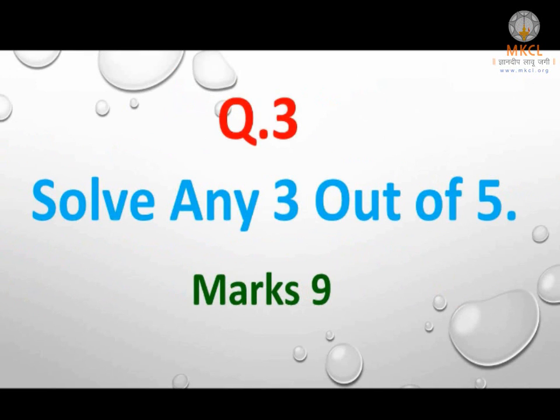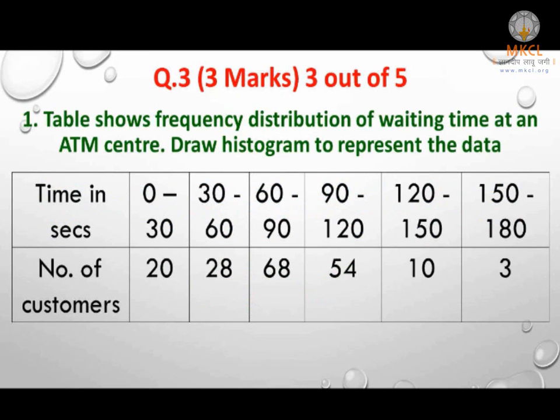We'll go to question number 3. You have to solve any 3 out of 5. Each sub-question carries 3 marks, and therefore total marks are 9. Here you will be dealing with questions in statistics. Let's take one such question. The table shows frequency distribution of waiting time at an ATM center. We have to draw a histogram.